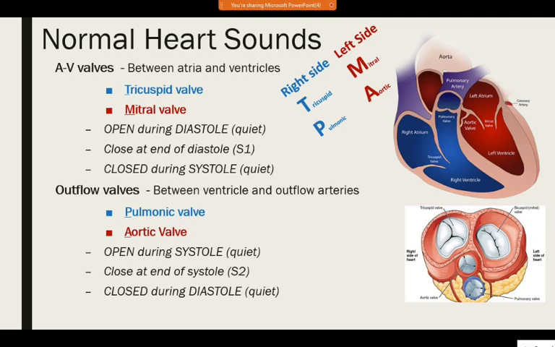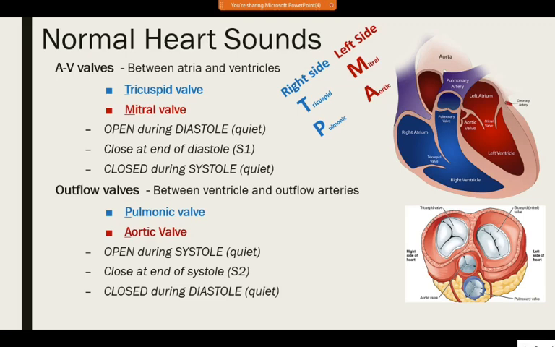TP, tricuspid and pulmonary, are on the right side of the heart. And MA, mitral and aortic, are on the left side of the heart. The ones on top, T and M, are the AV valves in between the atria and the ventricle, and the pulmonic and the aortic are labeled for where they are outflowing to. So the pulmonic outflows from the right heart into the lung space, and the aortic outflows from the left heart into the aorta. They're named properly.